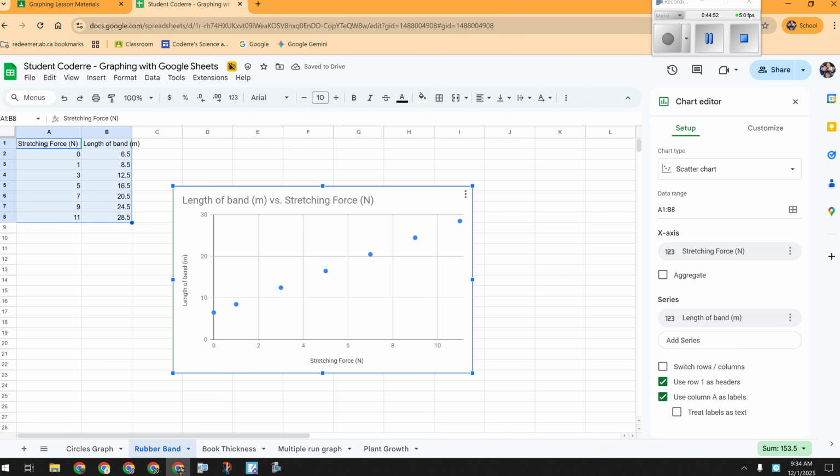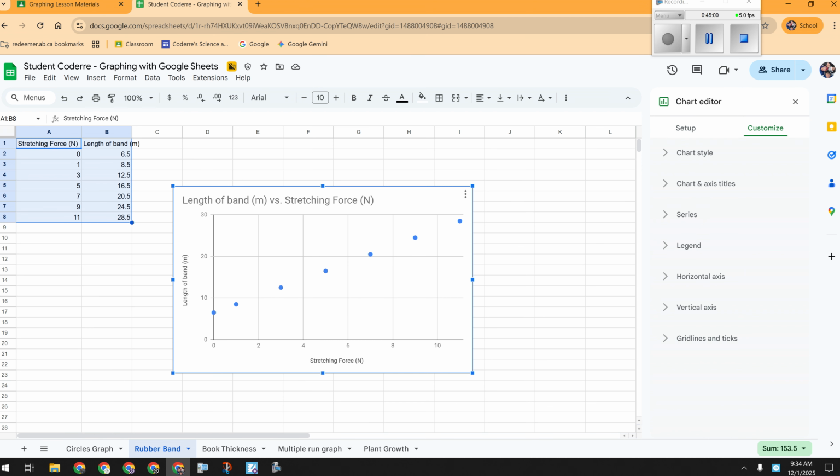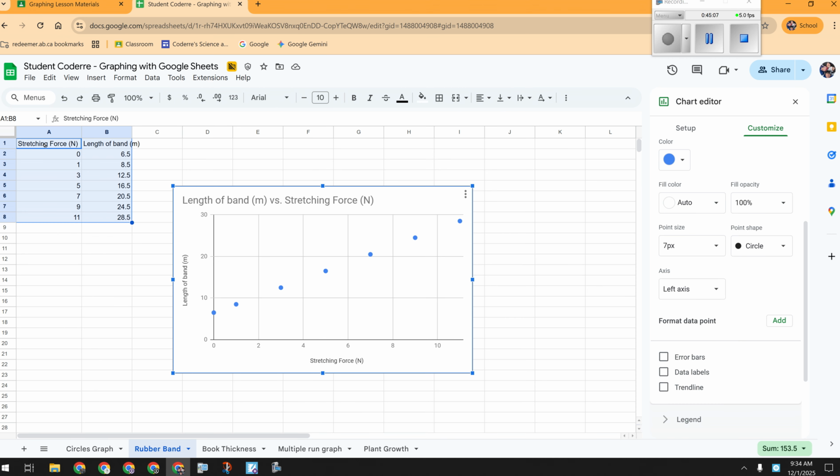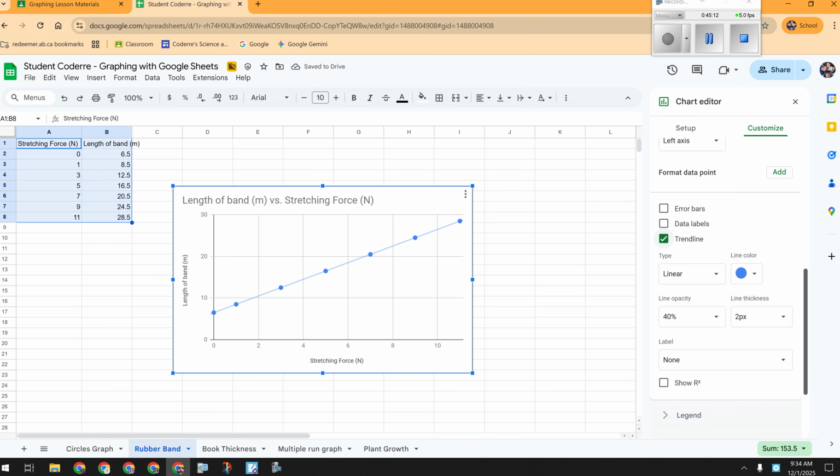Okay, we get that. Looks like everything carried over. I've got the right units. I've got labels and title. So I can go to customize and go to series. Then in series, scroll down to trend line and check that box, and as soon as I check that, it gives me the other options I need, like the label, where I hit use equation. All right, so the length of this rubber band is represented by the relationship of 2 times x plus 6.5.